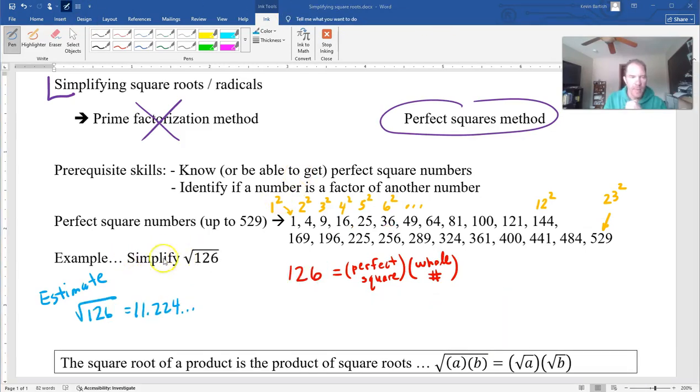Okay, so our next example is to simplify the square root of 126. Now, I've already gone ahead and done some things here. So one, I punched it into the calculator just to get an estimate. The square root of 126 is 11.224, whatever. Again, I'm not rounding here.